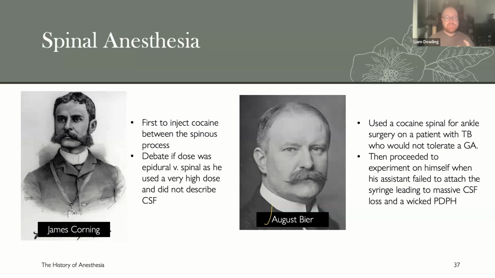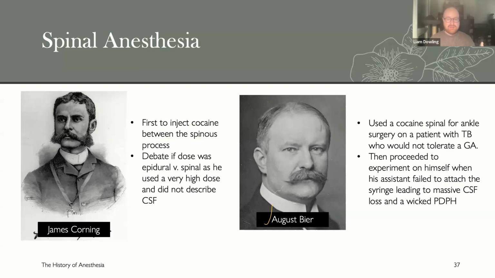And the reason being is that the doses that he used were quite high, and he didn't describe the flow of CSF back. And so because of that, he is kind of dismissed in history as not having discovered spinal anesthesia. And a lot of the credit goes to August Bier of the Bier block fame, who is probably credited with discovering spinal anesthesia, where he used a cocaine spinal for an ankle surgery on a patient with tuberculosis who he believed would not tolerate a GA. And it's actually quite interesting to see how spinals are often considered an alternative to GA.